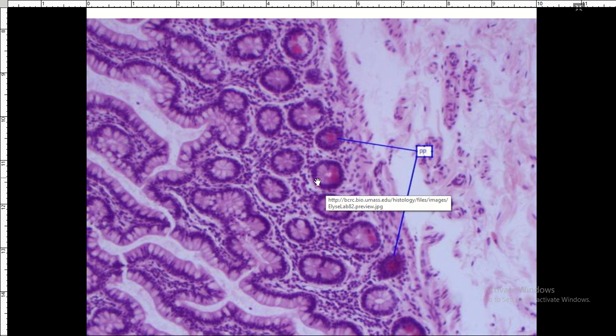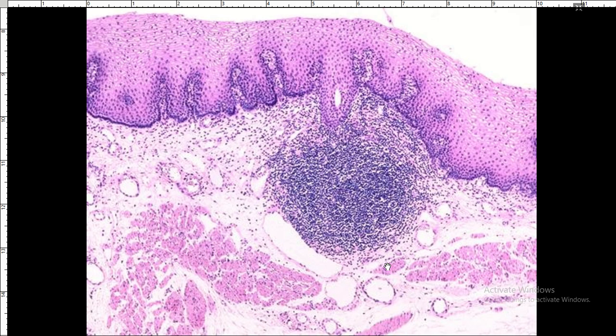So this deeply stained part is your periphery, or your corona or mantle, which has the T lymphocytes. This whitish or lightly stained portion is going to be your germinal center. You can actually see that within the germinal center is where you have the maturation of the B lymphocytes into mature plasma cells.